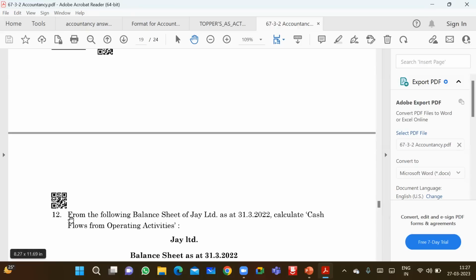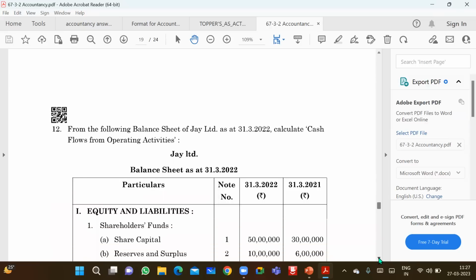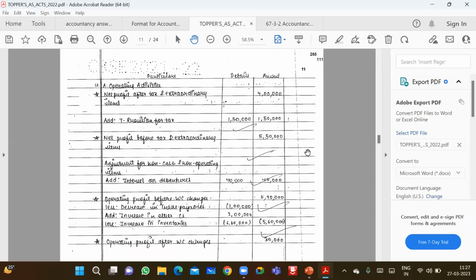Yes. In the beginning of question number 12, it is written: from the following balance sheet, calculate cash flow from operating activities. So only the operating activities has been asked. Sometimes students do not read the question properly and attempt the whole solution. Let's see how this topper had done it.